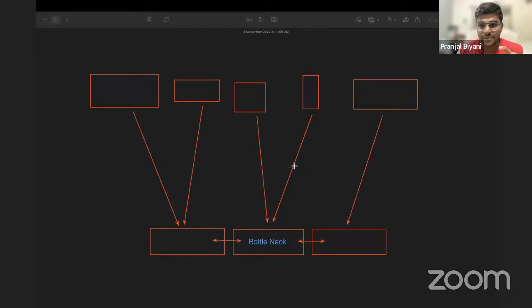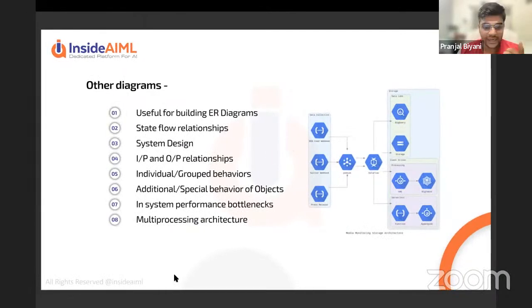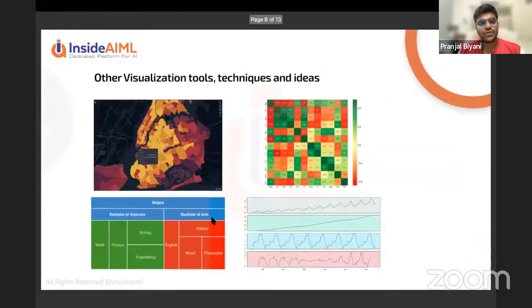So this kind of diagram really helps you understand the bottleneck of your systems and where your systems might fail, right? Multiprocessing architecture also gives you a similar idea. Other than these very common or popular visualizations, there are also some interesting visualizations that are not very common, and they are used for specific applications.